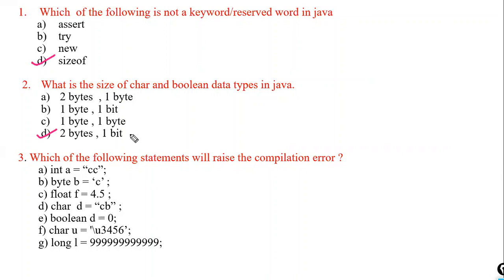Why does Java follow 2 bytes of memory? Why is the character given 2 bytes of memory? Because Java follows Unicode representation. And that is the reason it is given 2 bytes of memory.